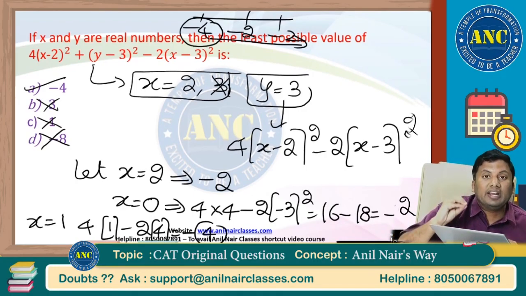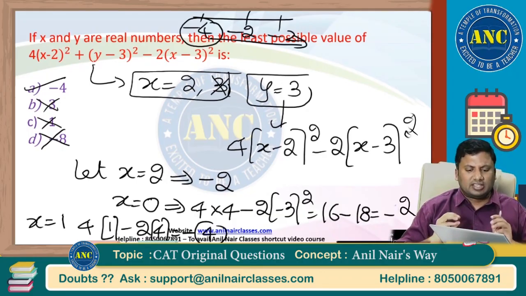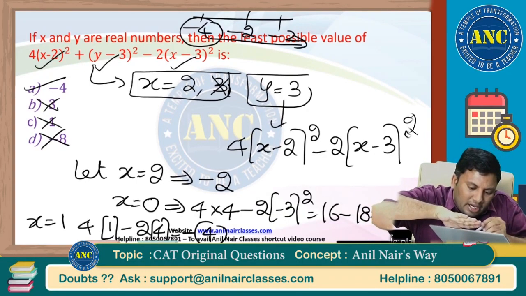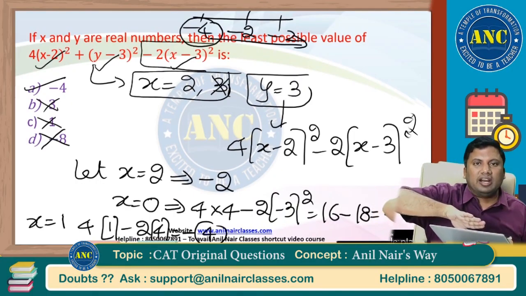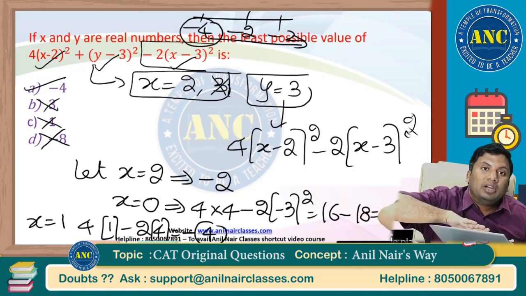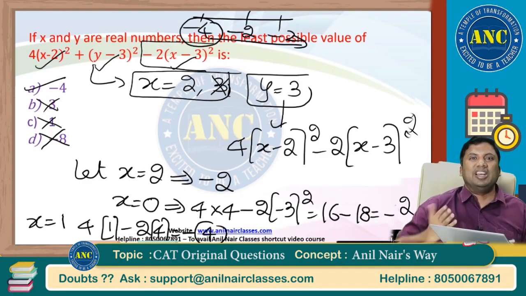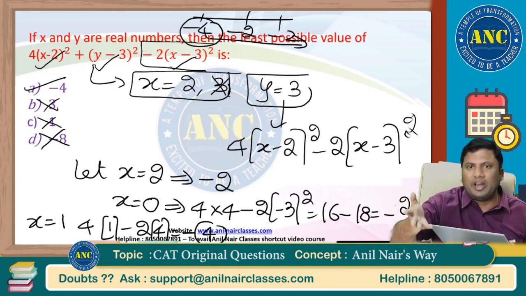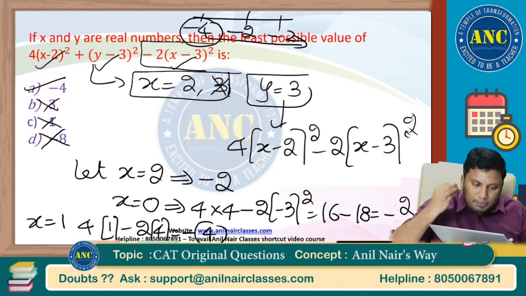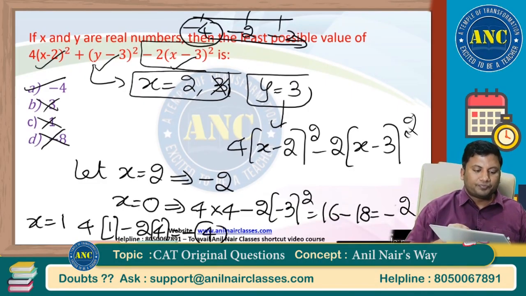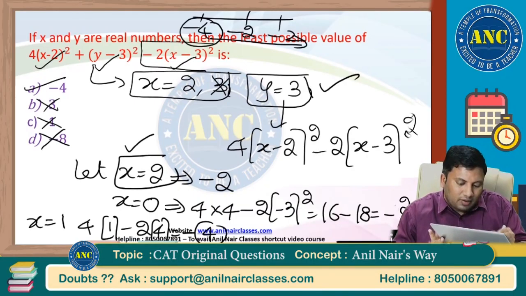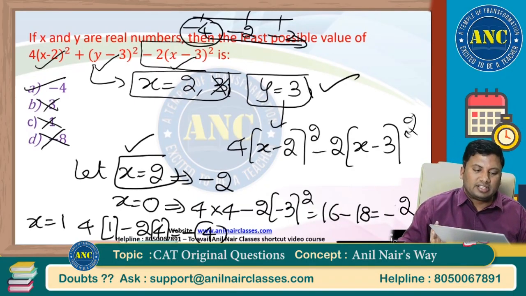Why did I condense it to one equation? See here, sir. This is a square term, this is a square term, this is a square term. If minus 2 into x minus 3 were not there, I can say that the minimum value of this expression will be at x equivalent to 2 and y equivalent to 3. Yes or no? A square value will be greater than or equivalent to 0, and is 0 when the base is 0. So I substituted y equivalent to 3 and x equivalent to 2. I hope the reasoning is clear.